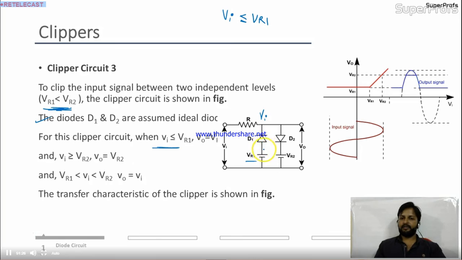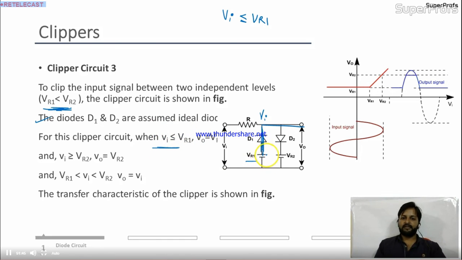It will be in forward bias. You will get output. Means this will be short. Once this will be short, the output will be nothing but VR1. Is it okay? Sorry, what is the condition?